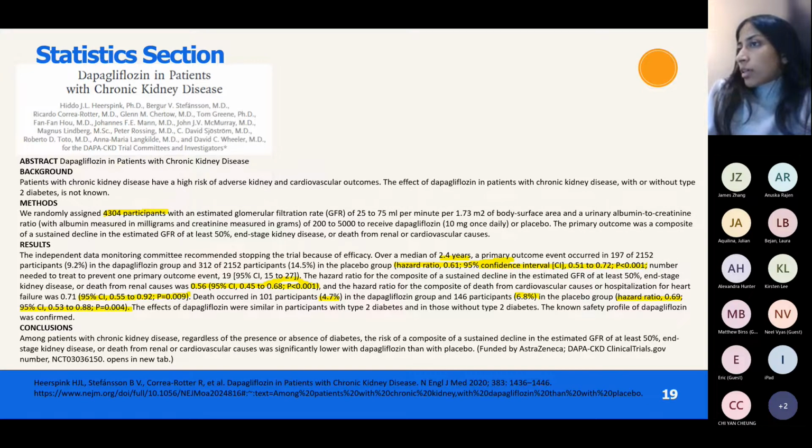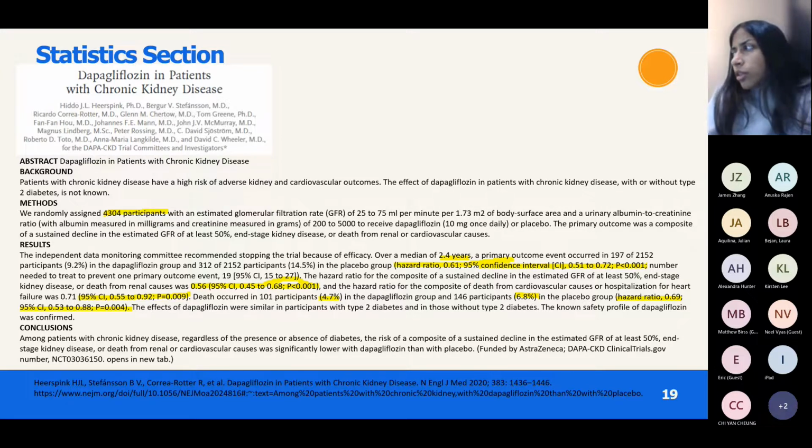The other few bits that I highlighted were just the same type of thing that you can explain as well by saying that the hazard ratio for the composite of sustained decline was 44% less in the dapagliflozin group. So that's when they combined all the outcomes together. And that's probably a more useful measure because we want to know overall risk of harm rather than just risk of harm for one particular negative outcome.